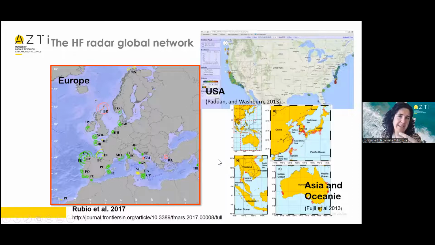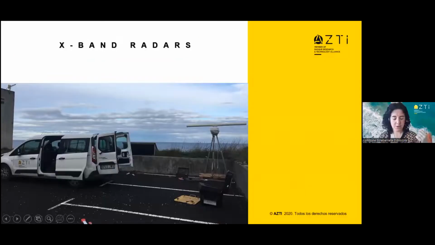So we can say that it's a worldwide technology. We're using high frequency radars, but as I told you, to have this long range study area up to 150, 180 kilometers, we don't have a big or small resolution, and we wanted to have more resolution in the coastal areas.